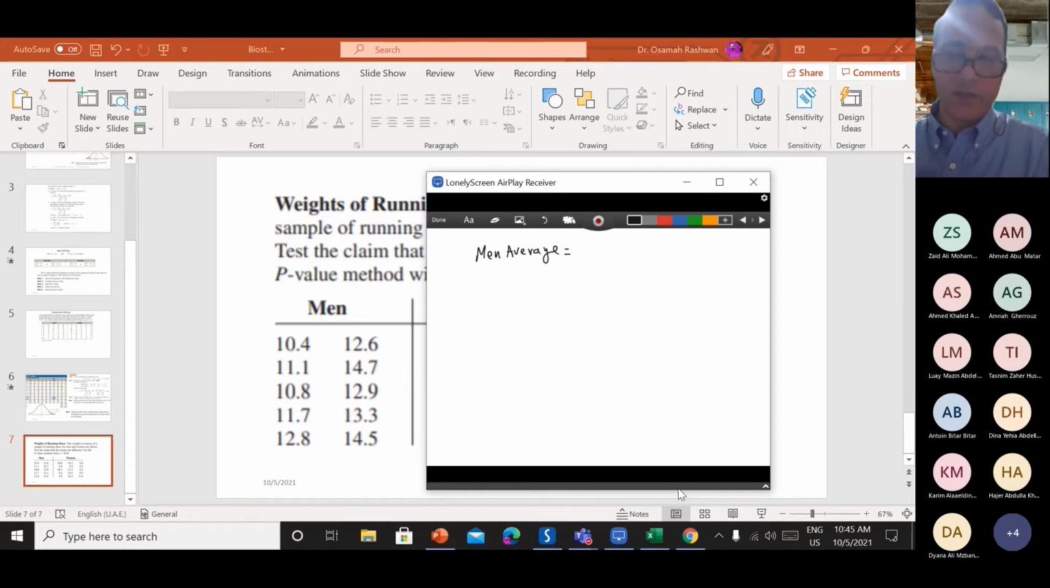11.1. Press equal, go for the next one, 10.8. Press equal, 11.7, press equal, 12.8, press equal, 12.6, press equal, 14.7, press equal, 12.9, press equal, 13.3, press equal, 14.5, press equal. You finish input your data, press AC, Shift and 1 to have this.